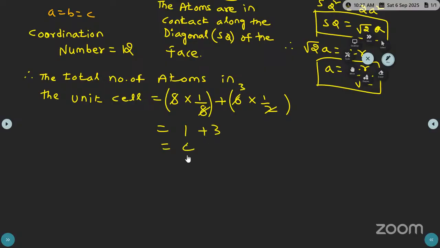So total how much? 4. So in the FCC unit cell, the total number of atoms is equal to how much? 4. Simple cubic cell 1, BCC 2, FCC 4, right? Once again repeating, simple cubic structure has only 1 atom in the unit cell. In BCC structure 2 atoms. In the FCC 4.